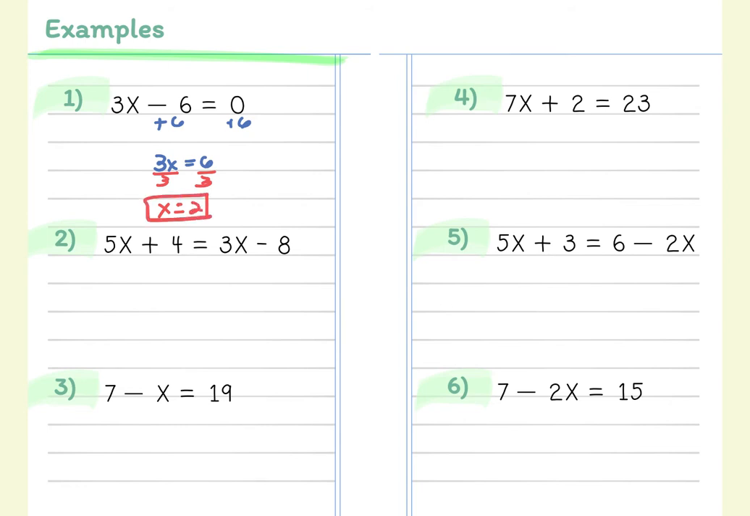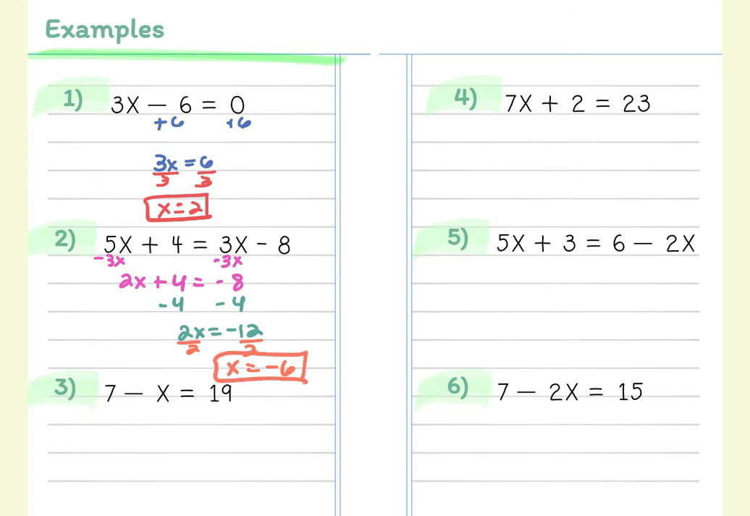Same process for 2, isolate the x. This time, and you can do this in whatever order you want, you could subtract the 3x from both sides, and I get 2x plus 4 equals negative 8. And then I can subtract the 4 from both sides, and I'd get 2x equals negative 12. And then I can divide both sides by 2, and get x equals negative 6.